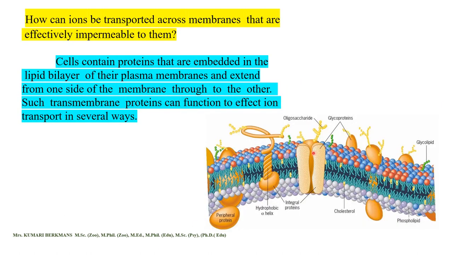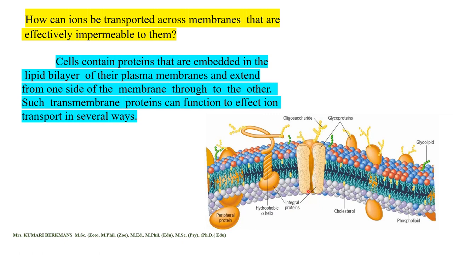See, there is a question: how can ions be transported across membranes that are effectively impermeable to them? Impermeable means this plasma membrane is selectively permeable. It allows only certain important nutrients to come inside, as well as certain materials to go outside, not all. So they are called semi-permeable or impermeable. And the cell contains proteins that are embedded in the lipid bilayer of the plasma membrane and extend from one side of the membrane through to the other.